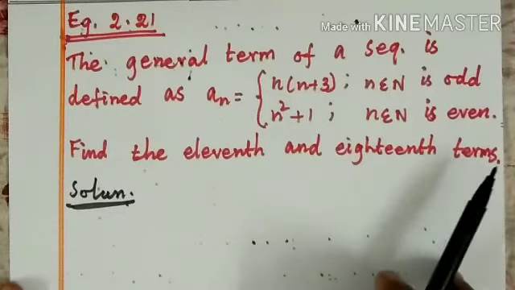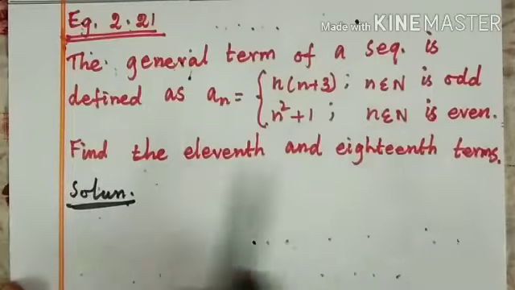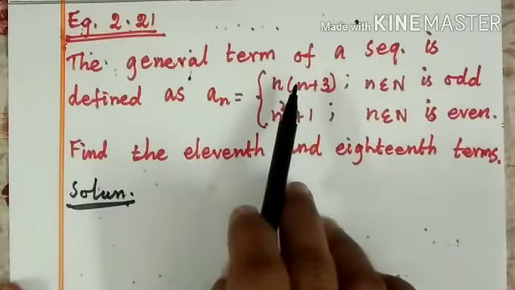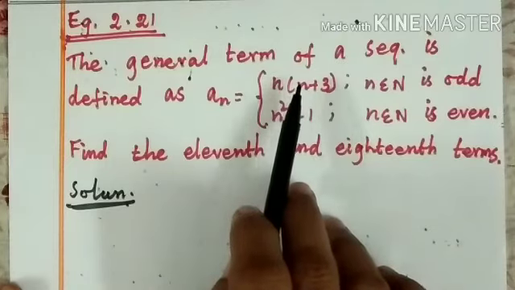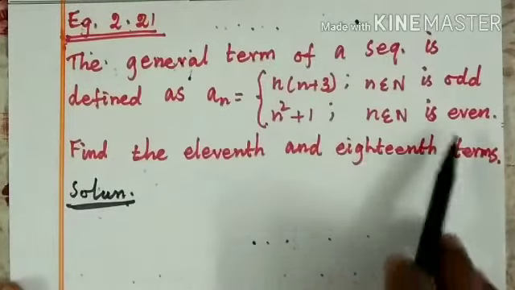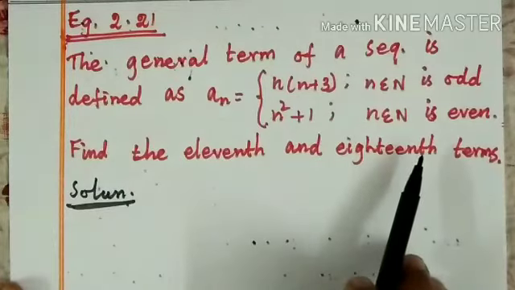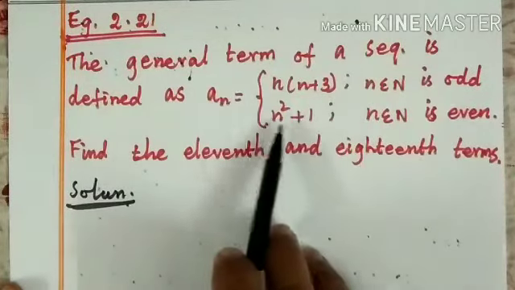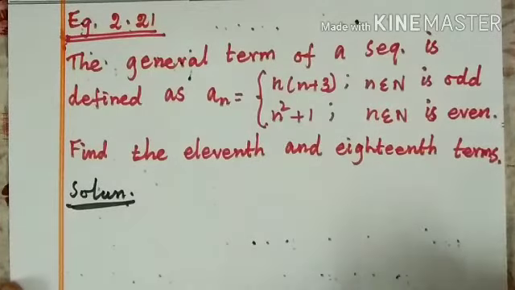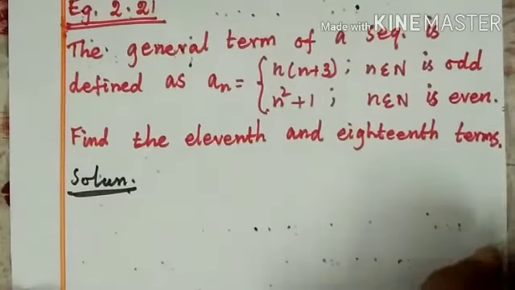Therefore, the 11th term belongs to odd number. So, you have to use this general term and find the value of A11. Then the 18th term belongs to even number. So, use this general term and find the value of A18. Let us do the solution.